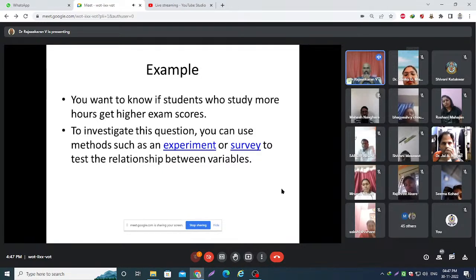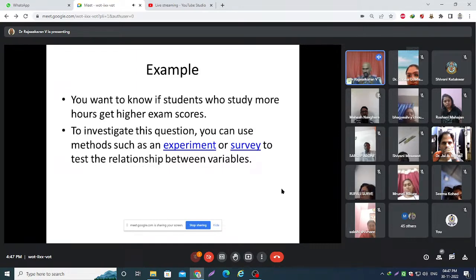So this example, I think I have used on that day also, I guess. This exam high score, I even used to teach you the variables. So here, if you look, you want to know if students who study more hours get higher exam scores, what way you can identify this particular thing.